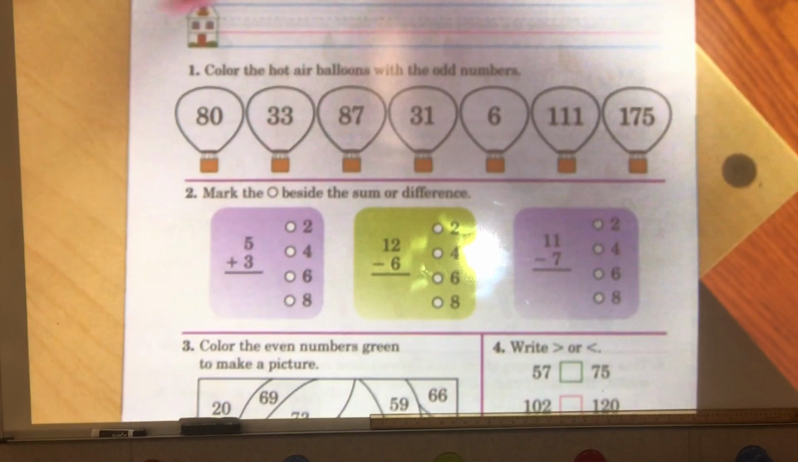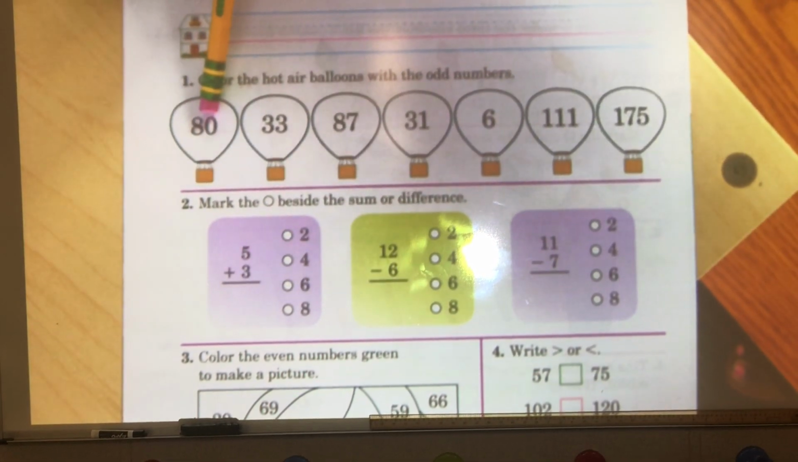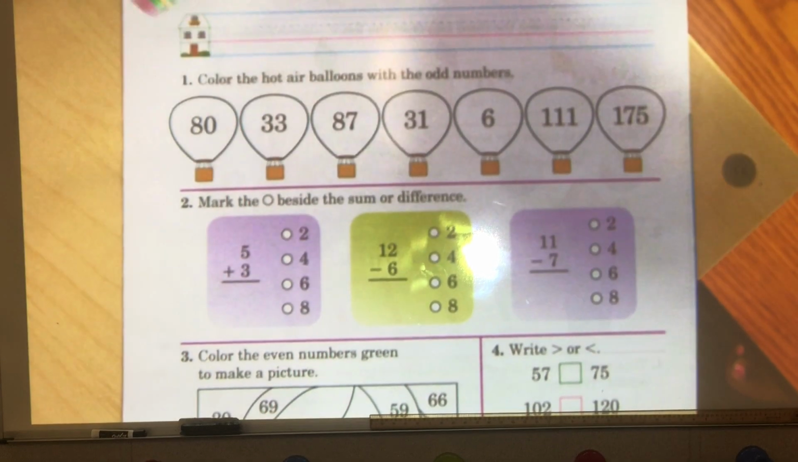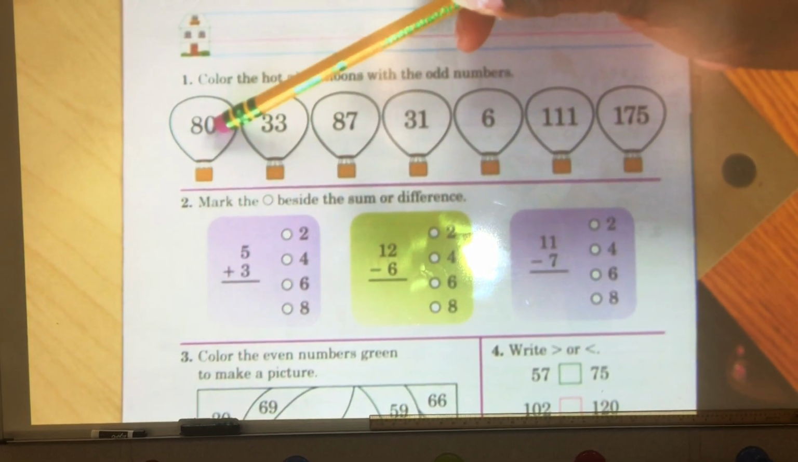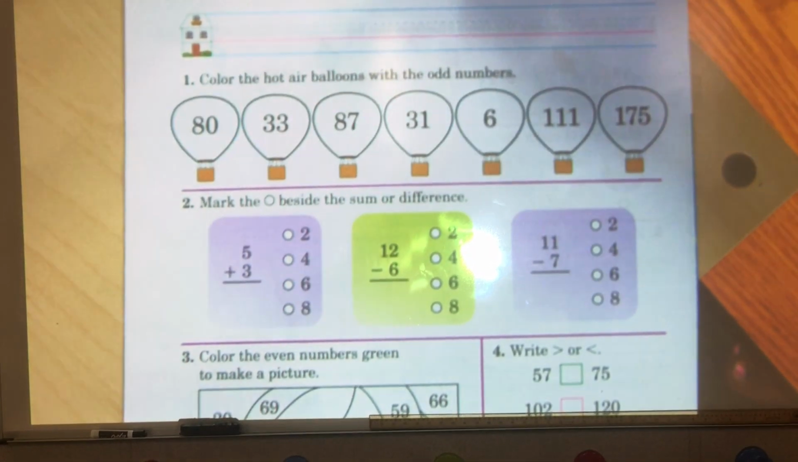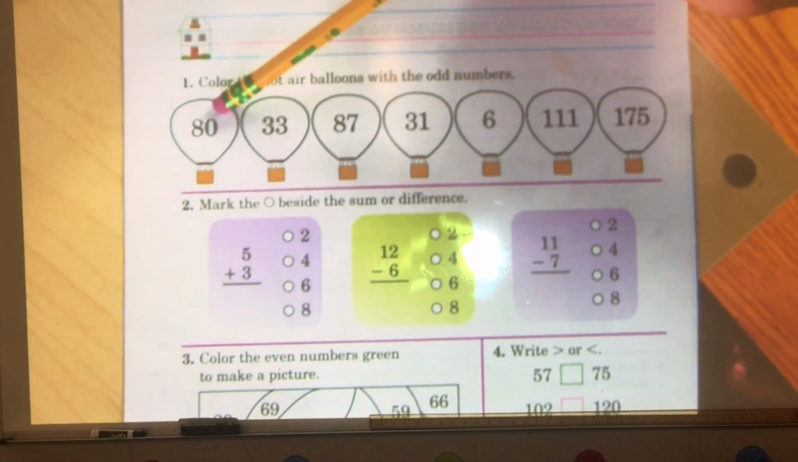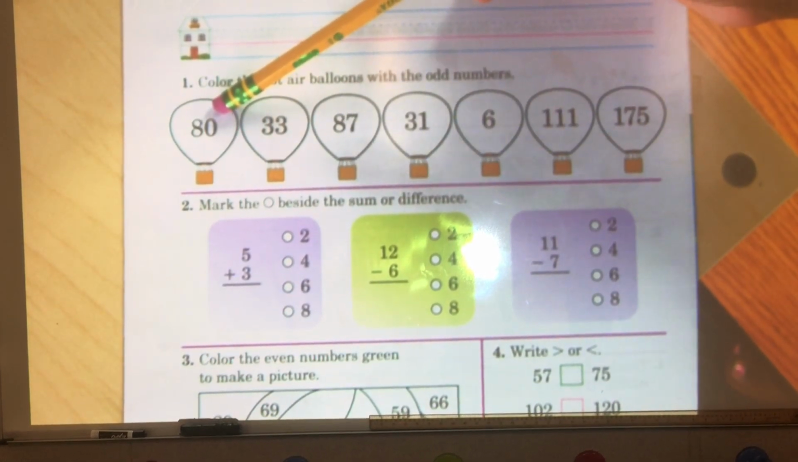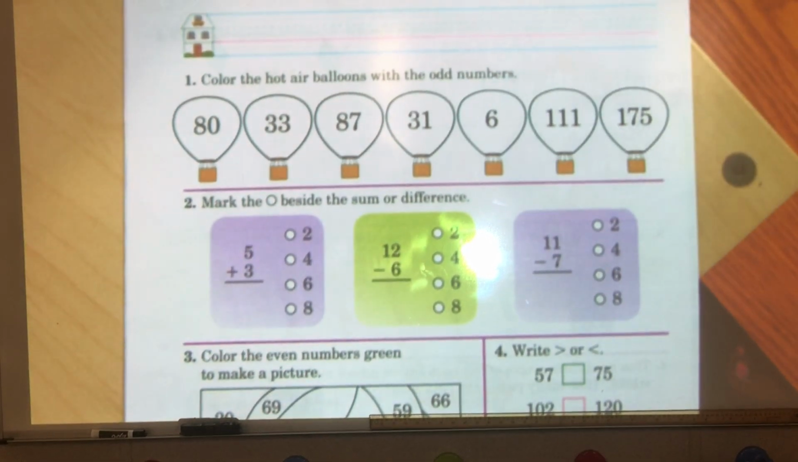Let's take a look at number 80. 80, the digit in the ones place is a 0. Is 0 an odd number? No. 0 is an even number. So therefore, 80 is an even number. You will not color the hot air balloon with the number 80. You'll do the rest like these.